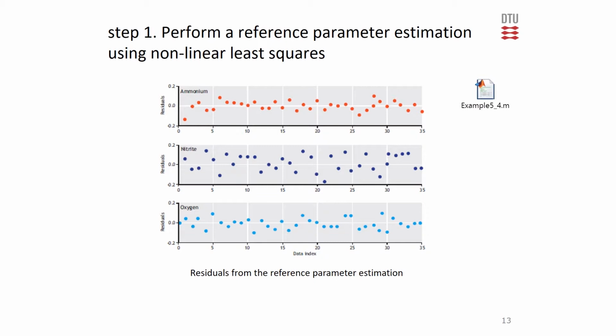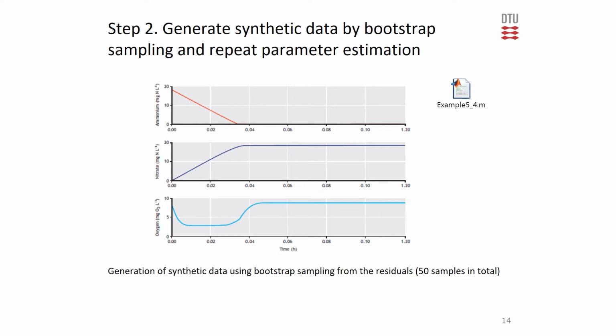These steps are implemented in the script file example5_4.m. 50 Bootstrap samples from the residuals, randomly sampled with replacement, are performed and added to the model. This therefore yields 50 synthetic data measurements.